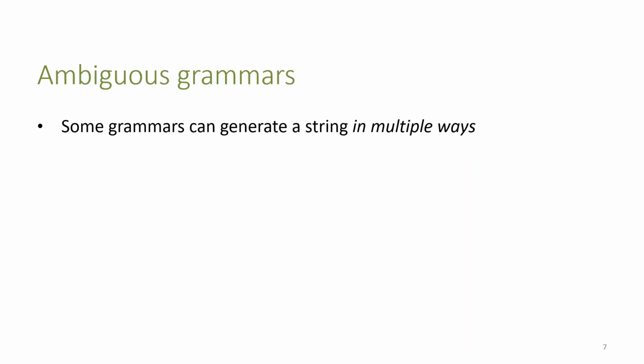Now what we want to talk about in this video is ambiguous grammars. It's possible to generate a string in multiple ways. I already mentioned that you could generate a string non-deterministically. You have to guess which rule that you're getting, and you end up with a string. Sometimes it's possible to do that in multiple ways. Let me show you an example.